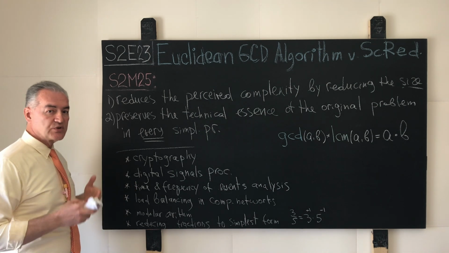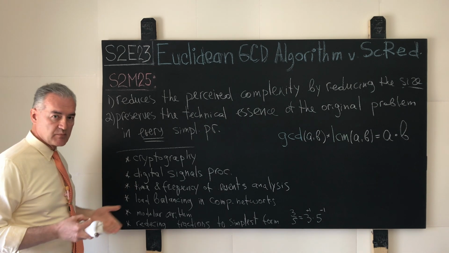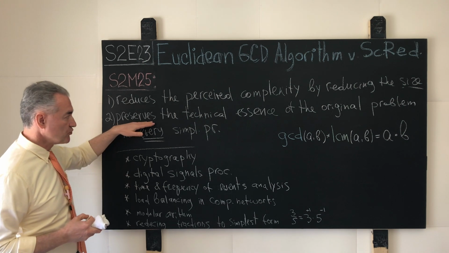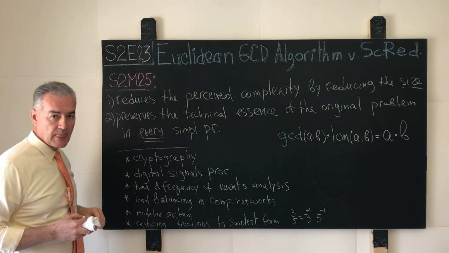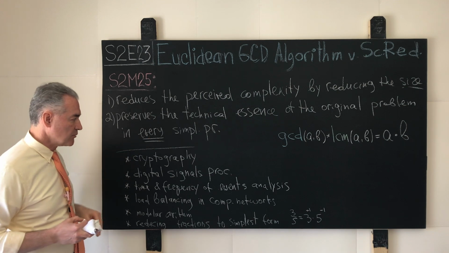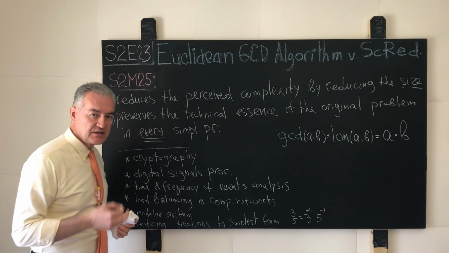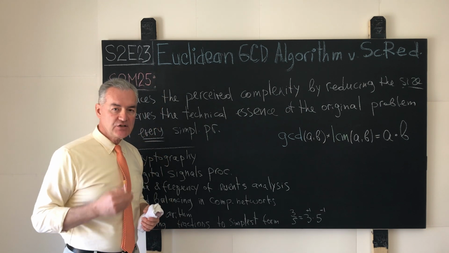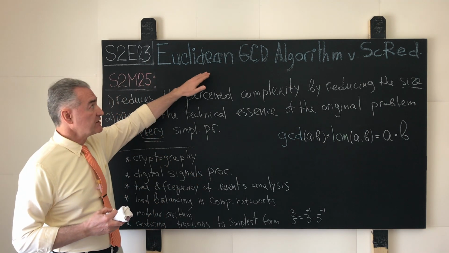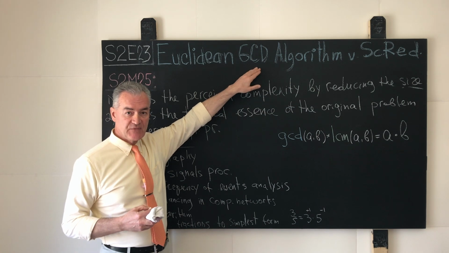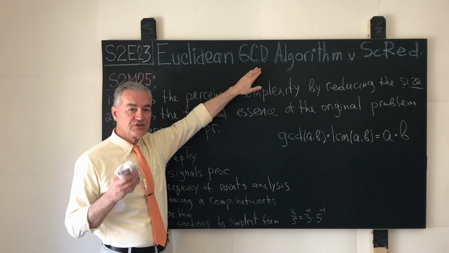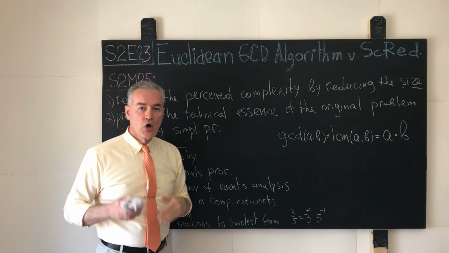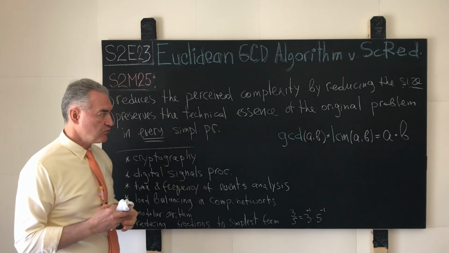Well, technically, when we say that the Euclidean GCD algorithm at each and every iteration preserves the technical essence of the original problem at hand in every simplified problem, it simply means that in each and every simplified problem, the magnitude of the greatest common divisor of the two numbers at hand is preserved. It is one and the same, and it is not altered in any way, shape, or form.